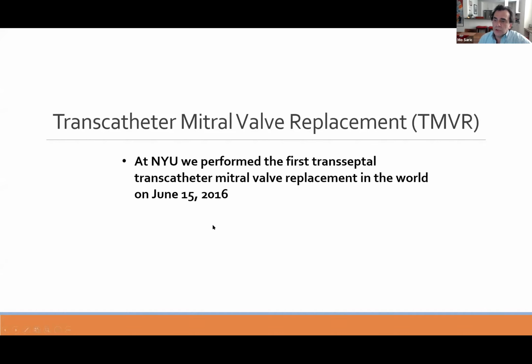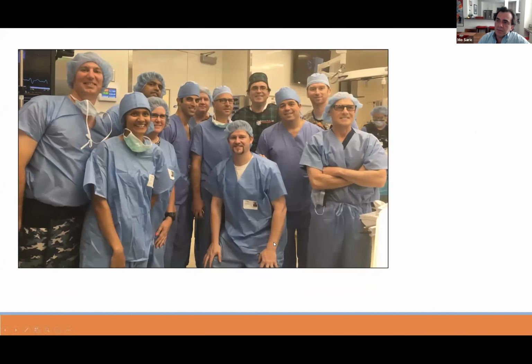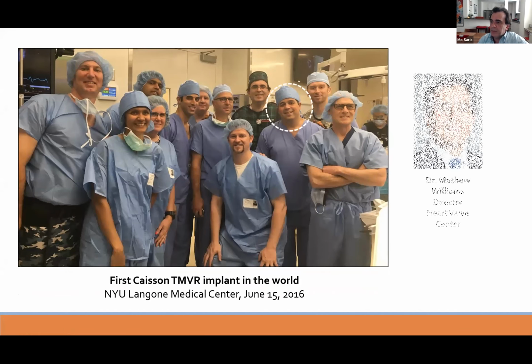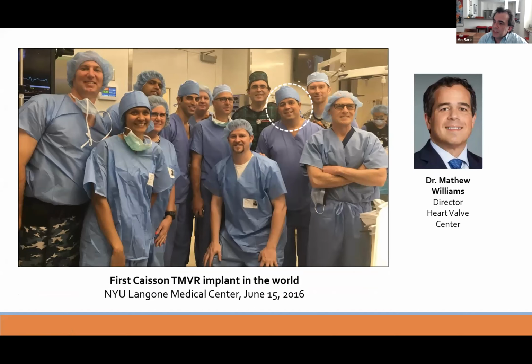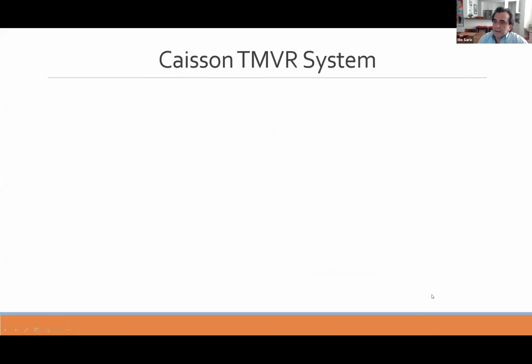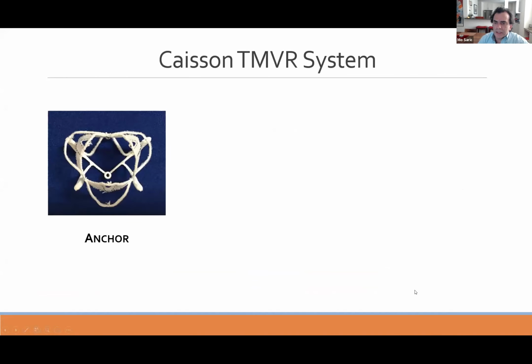And at NYU in 2016, we were first in the world to do this procedure. And we presented these results in 2016 at the TCT meeting in Washington, DC. And this is a Caisson valve system. And this is the team that implanted it, led by Matt Williams, who is the director of the heart valve center. And let me just show you conceptually, the system has since been, the development has been stopped, but a similar system will be developed in the future.